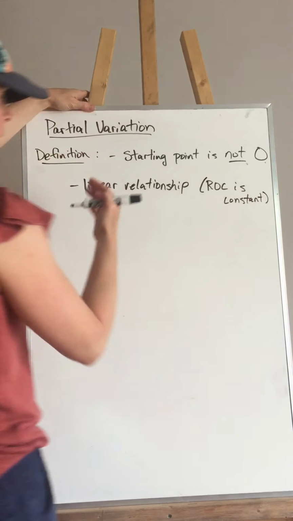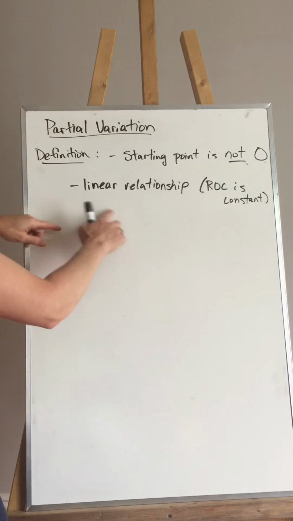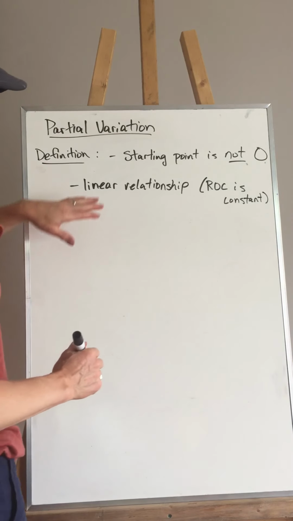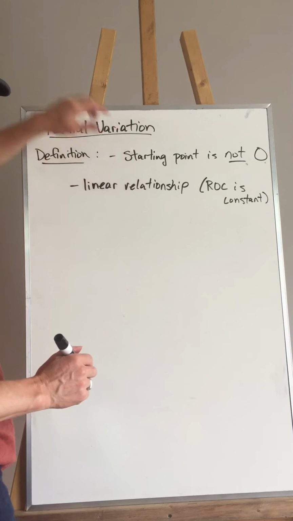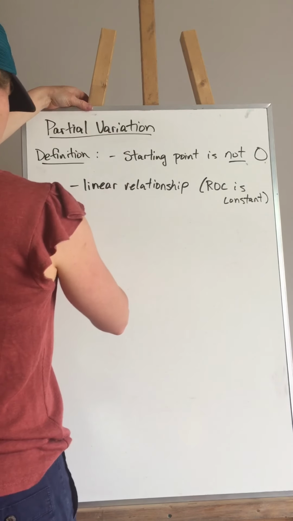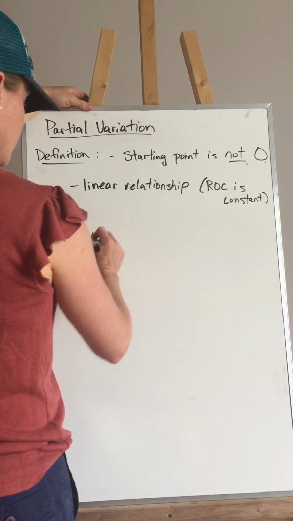Okay, so you'll have a straight line when you graph it. The first differences will all be the same, right? It's all going up by the same amount. Linear relationship, but this time it's not going to start at 0. Okay, so let's get some examples. We'll start with our word examples of partial variation.